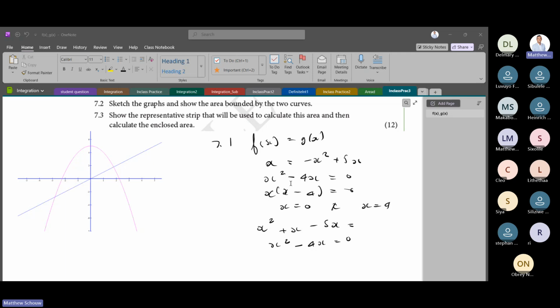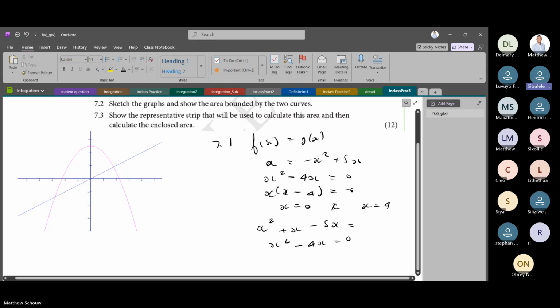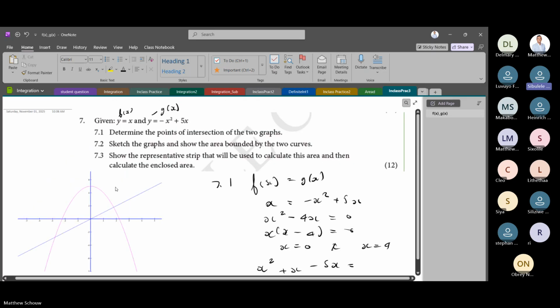Okay, I have something here. Yeah, so it's 0 and 4, that's what I have. And the graph. I think it's your second graph, the one that goes down.